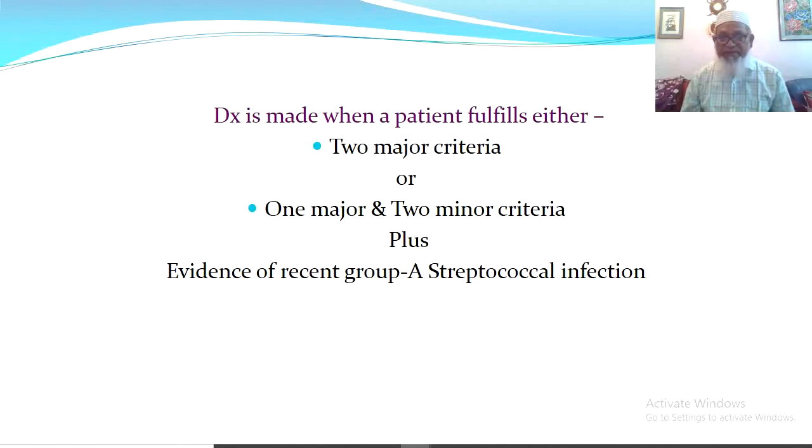Now, what is the importance of these criteria, the major criteria, minor criteria, and the evidence of streptococcal infection? If there are 2 major criteria, that fulfills the diagnosis of rheumatic fever, or 1 major criterion and 2 minor criteria, plus evidence of recent streptococcal infection.